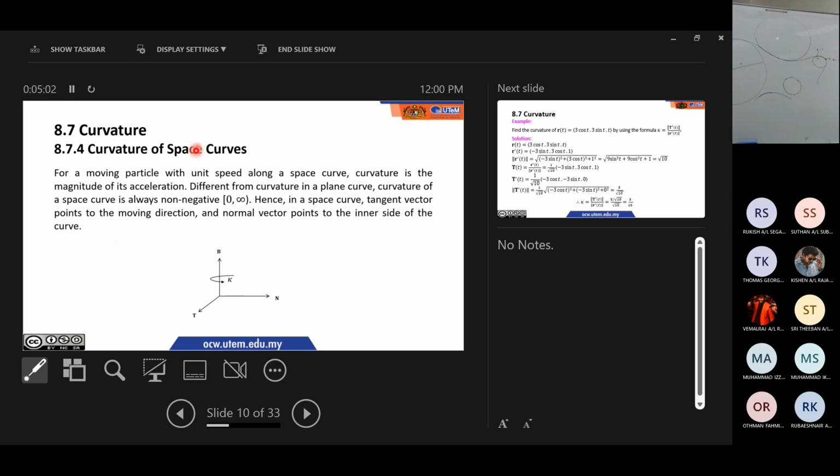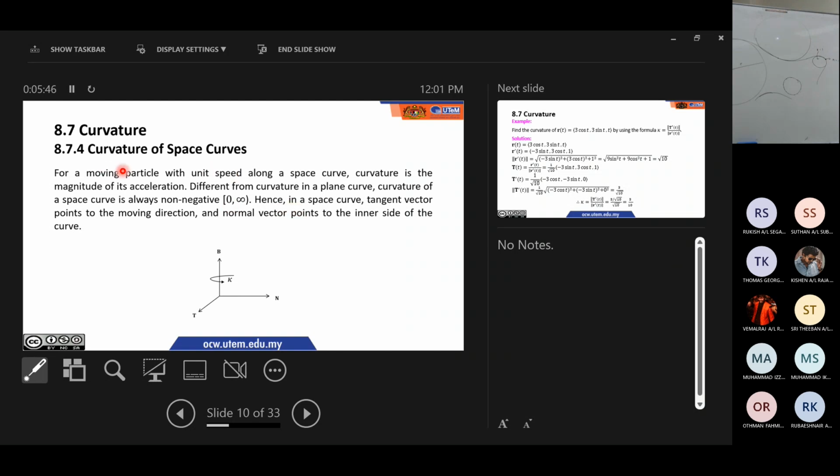Now when we have a space curve, we can calculate the curvature as well. It's just that your curvature must be non-negative. That means it can be 0, but it won't be a negative value. Why do we say non-negative instead of positive? Because 0 is not positive and 0 is also not negative. But in this case, 0 is included. If we say always positive, it means 0 is not included. That's why we use the term non-negative.